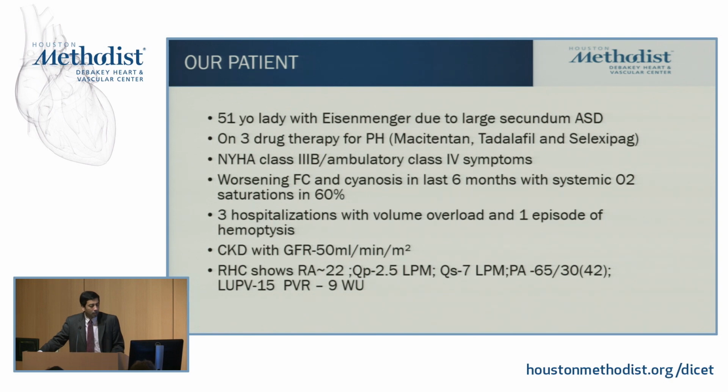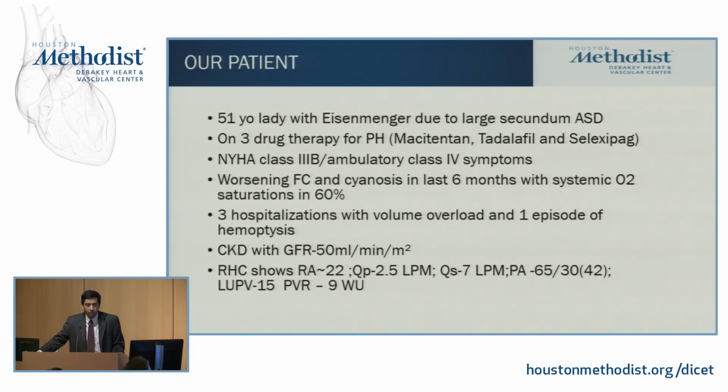So we'll start off with a patient. This is a 51-year-old lady with Eisenmenger's due to a large secundum ASD. She came to us on a 3-drug regimen, macitentan, tadalafil, and selexipag, with really ambulatory class 4 symptoms and worsening functional class in the last 6 months, with systemic oxygen saturations in the 60s on the 3-drug regimen.